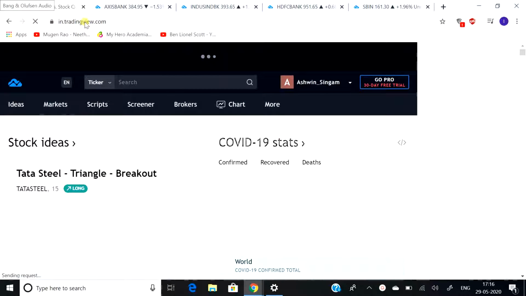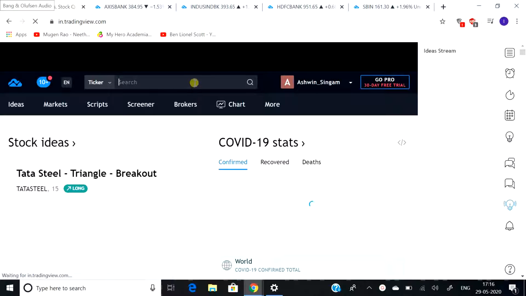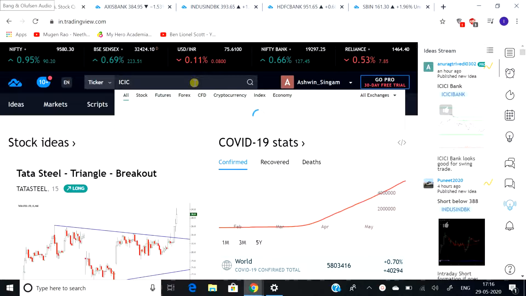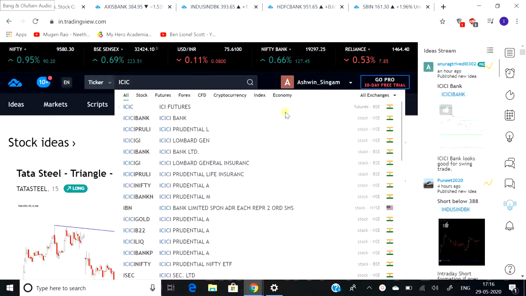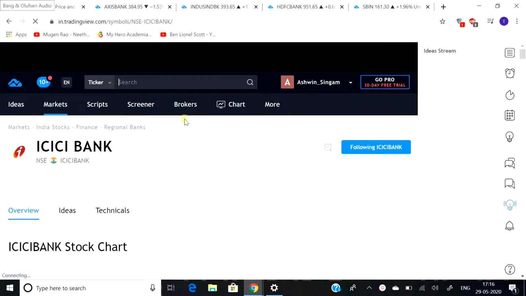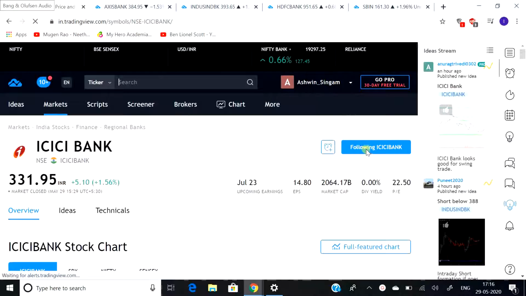It's a free website. You will get the latest updated charts, and here you type which stock you need. For example, I will take ICICI Bank. And see here, you should check whether it is NSE or BSE. NSE means National Stock Exchange and BSE means Bombay Stock Exchange. Now we will choose NSE and it's ICICI Bank. Okay, go inside, and for this you can create a free account, so you can follow it and get the regular updates. Full feature chart.